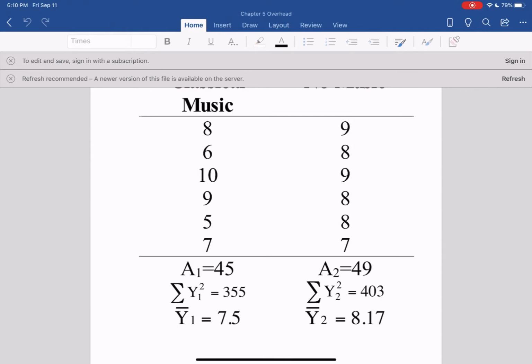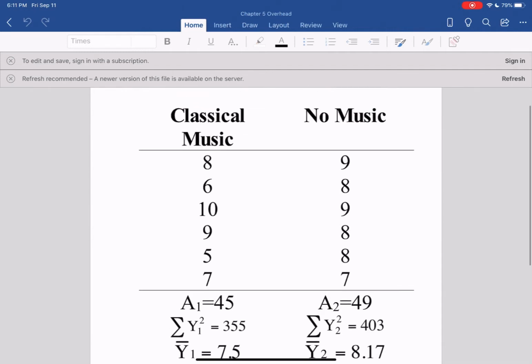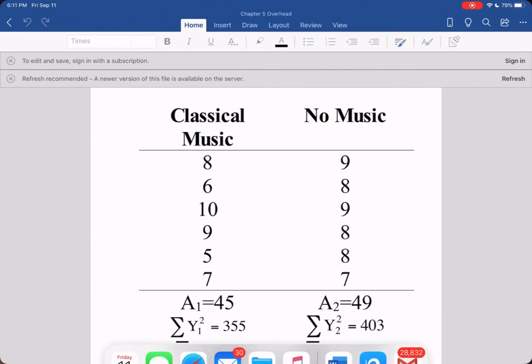If you do the same procedure for group 2, you would get 403. I also have our means here. The mean for group 1 is 7.5, and the mean for group 2 is 8.17. Again, group 1 is classical music, group 2 is no music. Okay, so we're going to go back to our notes here.